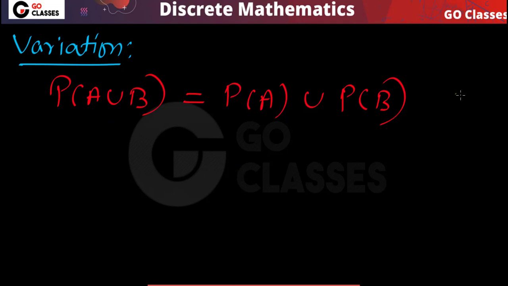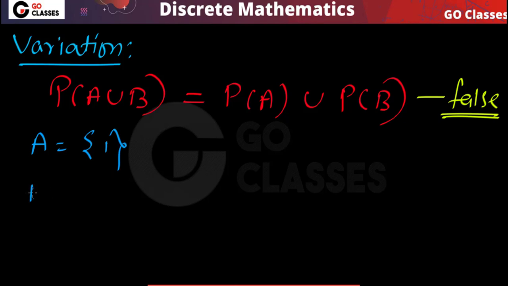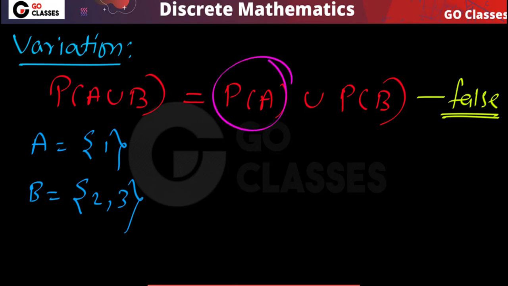Let me tell you, this statement is actually false. Why? Very easily you can see. Let me give you one counter example. Let's assume this is your set A, and let's assume this is your set B. Now if this is set A and this is set B, what is the power set of A? Or I can say, what is the number of elements in the power set of A?